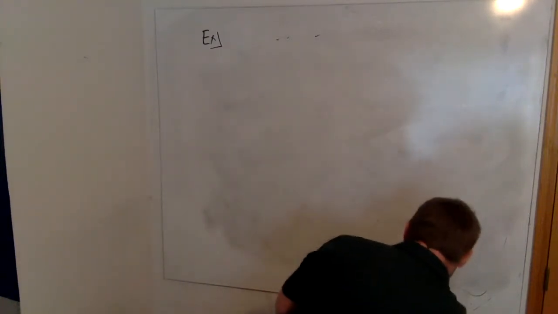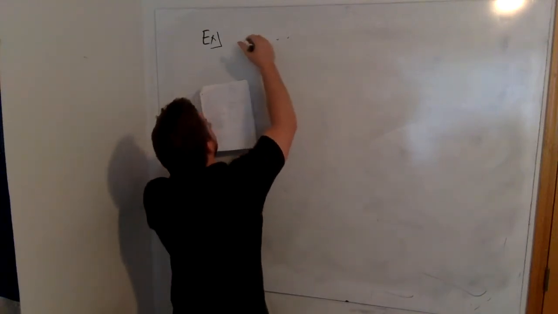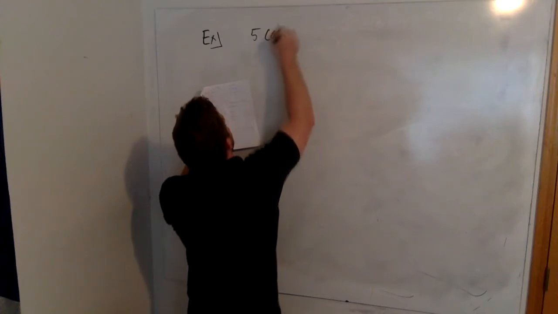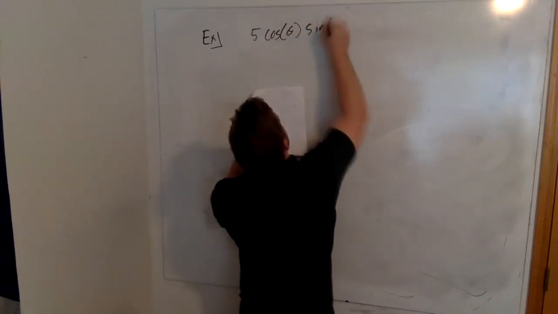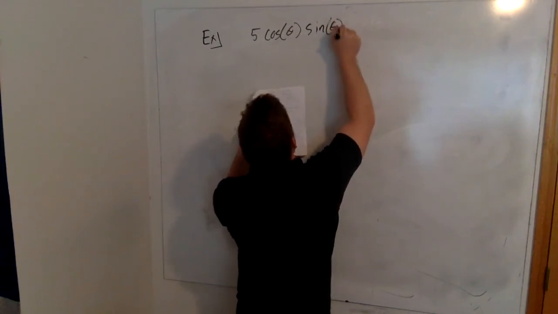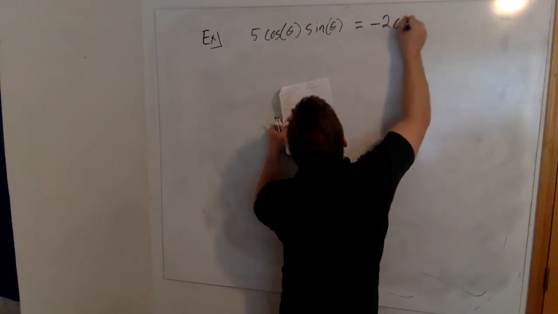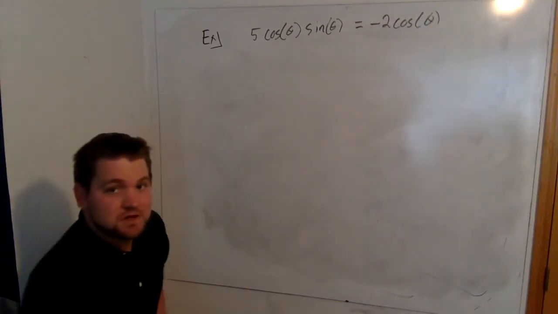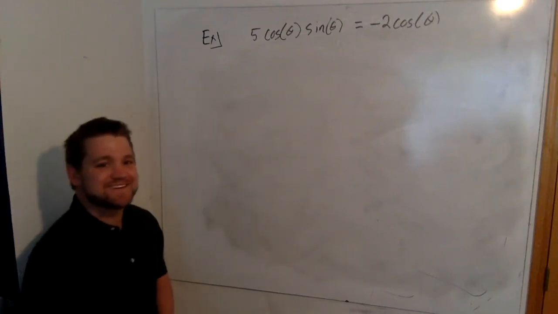Let's say we want to solve 5 times the cosine of theta times the sine of theta will be equal to, how about, negative 2 times the cosine of theta. This is our next example here. Maybe go ahead and pause the video and give this a shot on your own before we do it together.